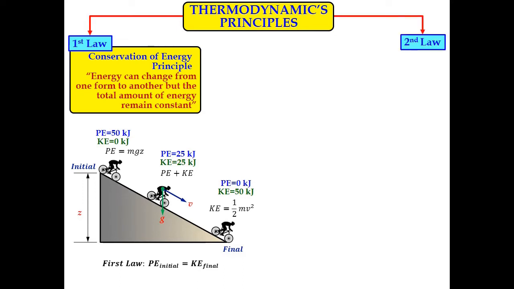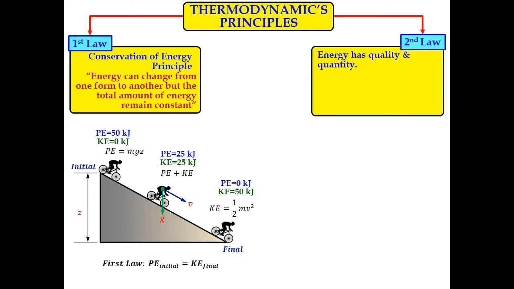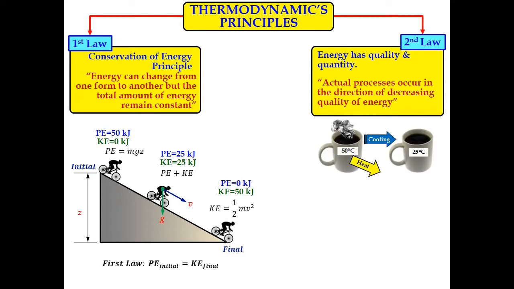Okay, the second law that we normally use in thermodynamics is the second law of thermodynamics. This law involves what I call the energy quality. It mentions that energy has quality and also quantity. The second law explains that actual processes occur in the direction of decreasing quality of energy. For example, we have a cup of coffee.